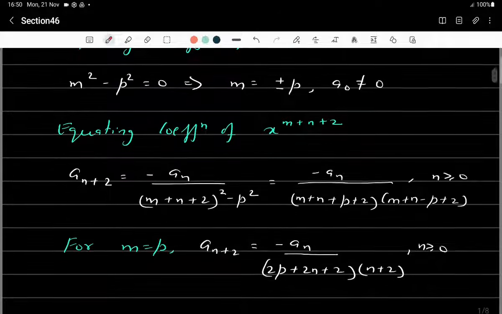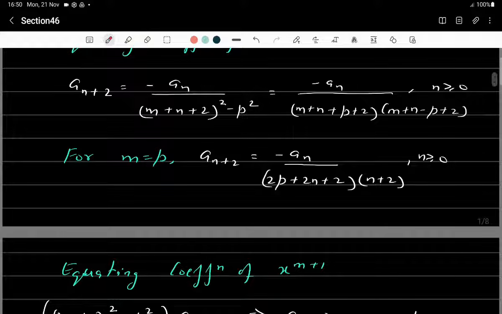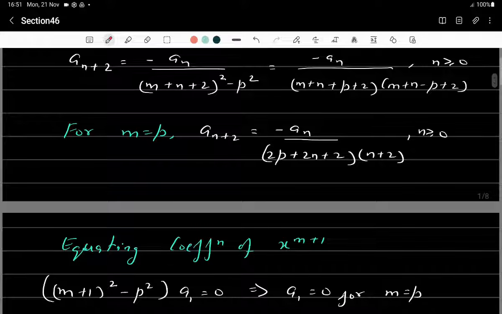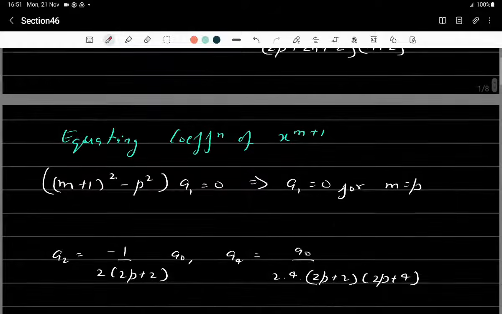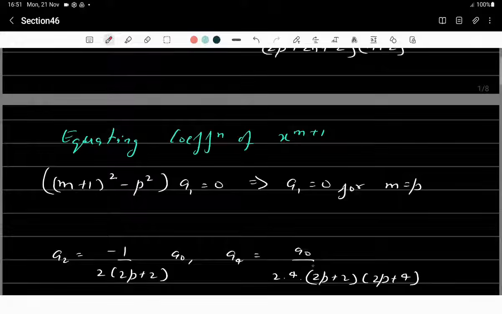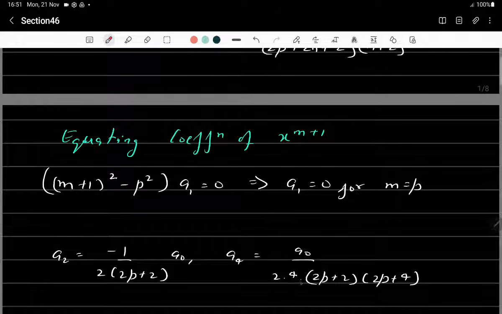So for m is equal to p, this is my recurrence relation, and if I have to find the value of a1, I equate the coefficient of x raised to the power m plus 1. That gives me a1 is equal to 0 for m is equal to p. Simple observations are there. Please do try all of these things by yourself. Now in the recurrence relation, if you compute a2, a4 and so on, since a1, a3, a5 all are 0, it's an easy observation. If you see a4, then a4 is a0 by 2.4, (2p+2)(2p+4).